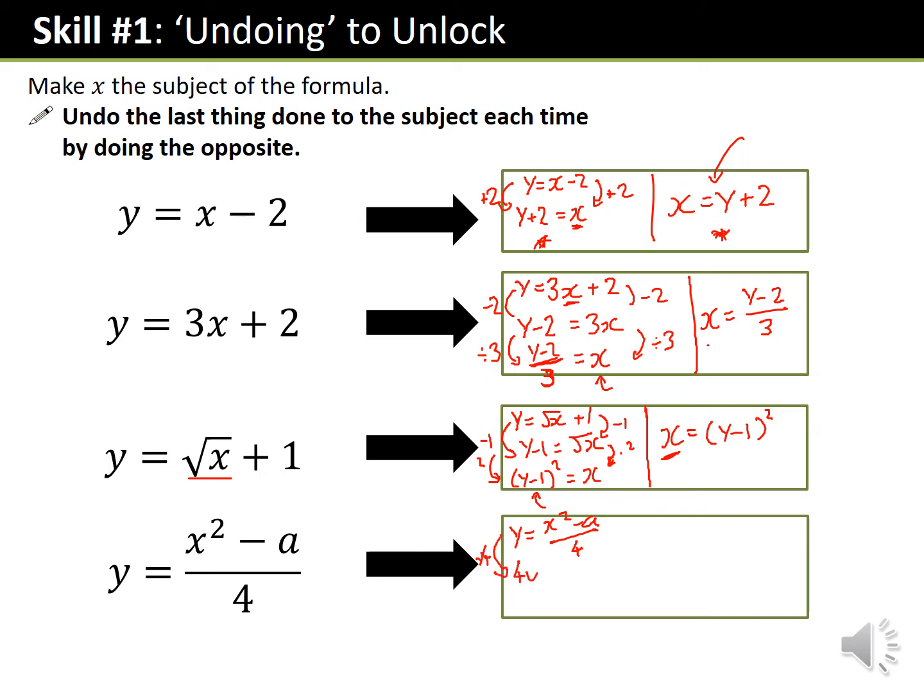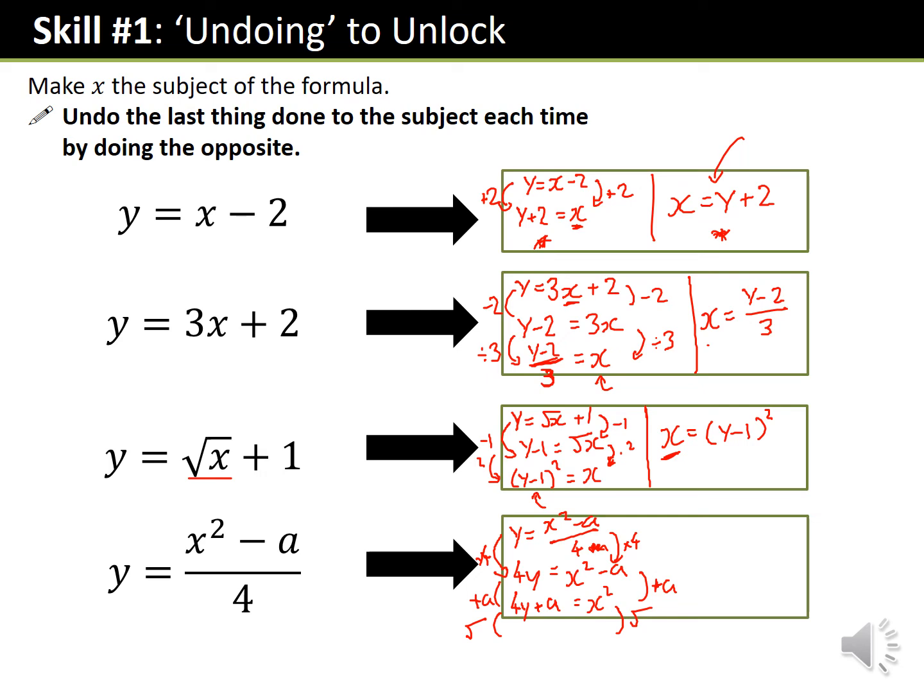So we end up with 4y equals, now on this side we were dividing by this 4, but when we times by 4, that just gets rid of the denominator. So we just end up with 4y equals x squared minus a. And you can see what we've done there, we've got rid of the denominator. So now we can start doing a bit more. So we've got minus a, we're going to get rid of that next. So we're going to add a to both sides. And even though it's an algebraic term, it's still fine to do it, you can just treat it like a number. So we've got 4y plus a equals x squared. Okay, and last step, what do we do to x squared to get back to x? We need to square root.